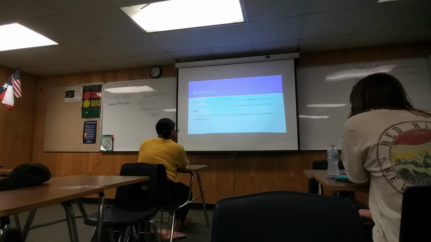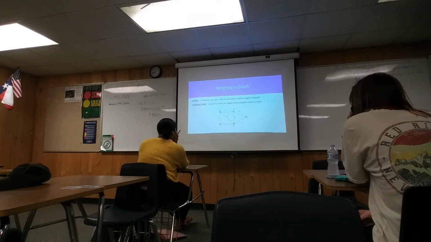Alright, so continue. An Euler circuit and path can be determined by the degrees of the graph. An Euler circuit has only even number degrees for every node in the graph, and an Euler path has two odd number degrees, and the rest are even number degrees. Those are all up on the board here. I will post this in the classroom in Schoology so you have these definitions.